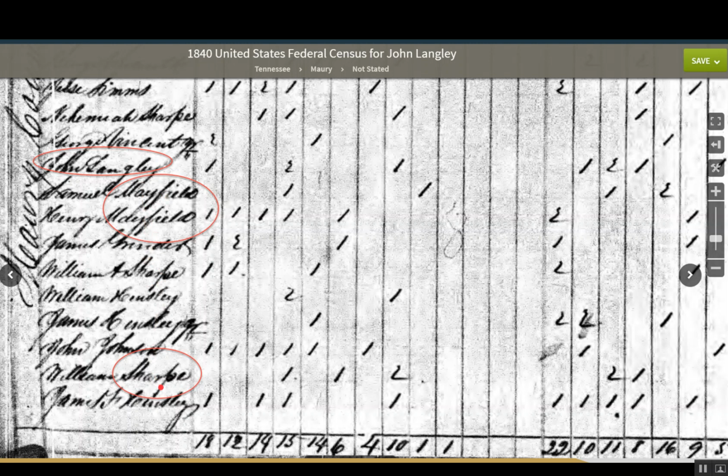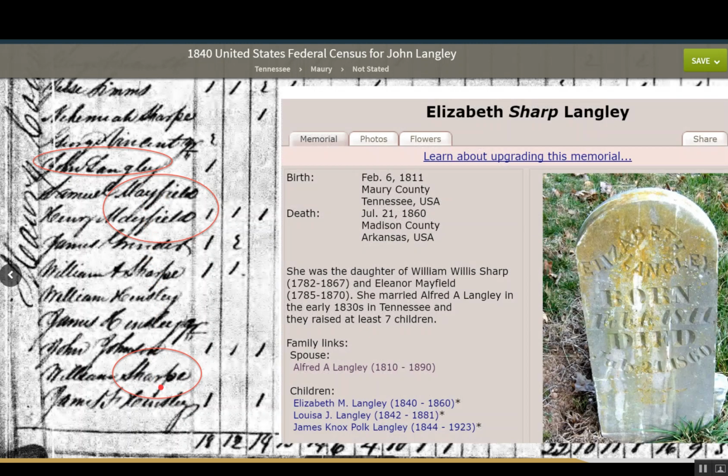And if you remember from our previous video, Alfred's wife, Elizabeth Sharp Langley, she was from Maury County. She was born in Maury County according to the Find a Grave in 1811. And it says she was the daughter of William Willis Sharp and Eleanor Mayfield. So this, I believe, is the family.